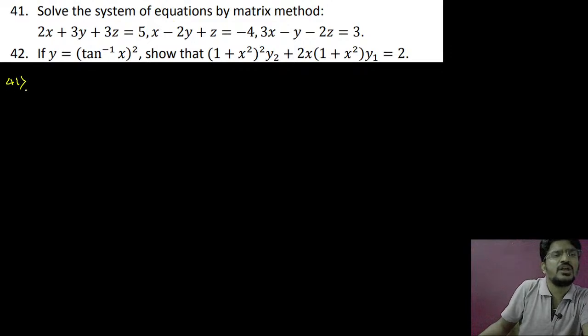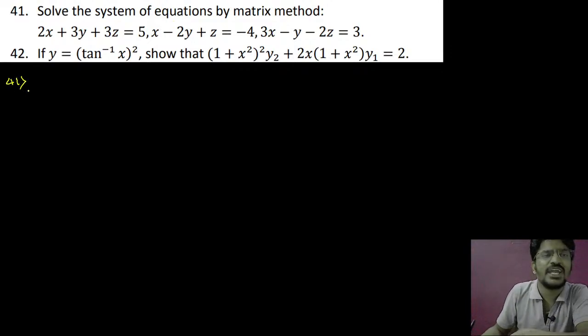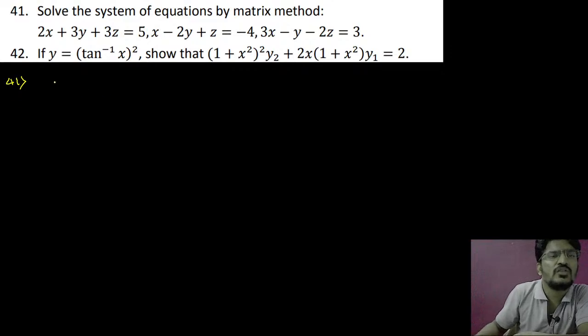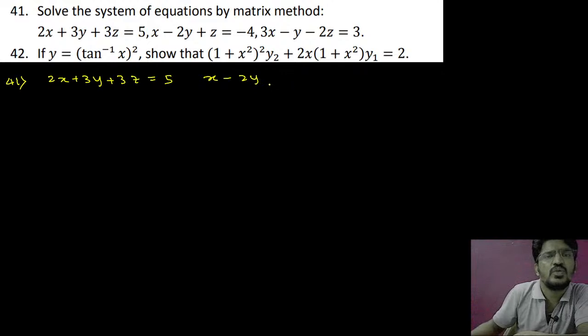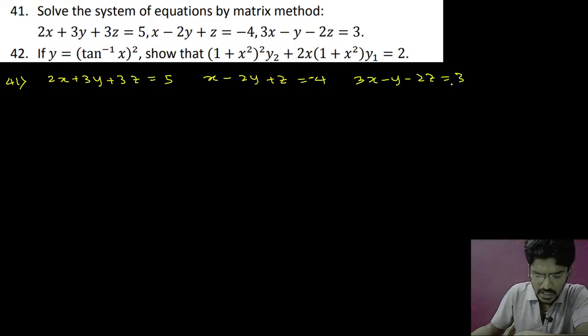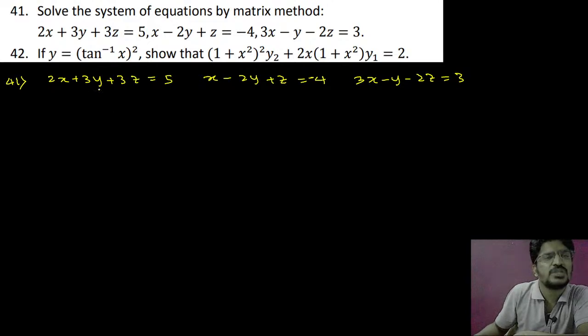So this is on determinants. We have to find x, y and z by solving the system of equations: 2x plus 3y plus 3z equal to 5, x minus 2y plus z equal to minus 4, and 3x minus y minus 2z equal to 3.